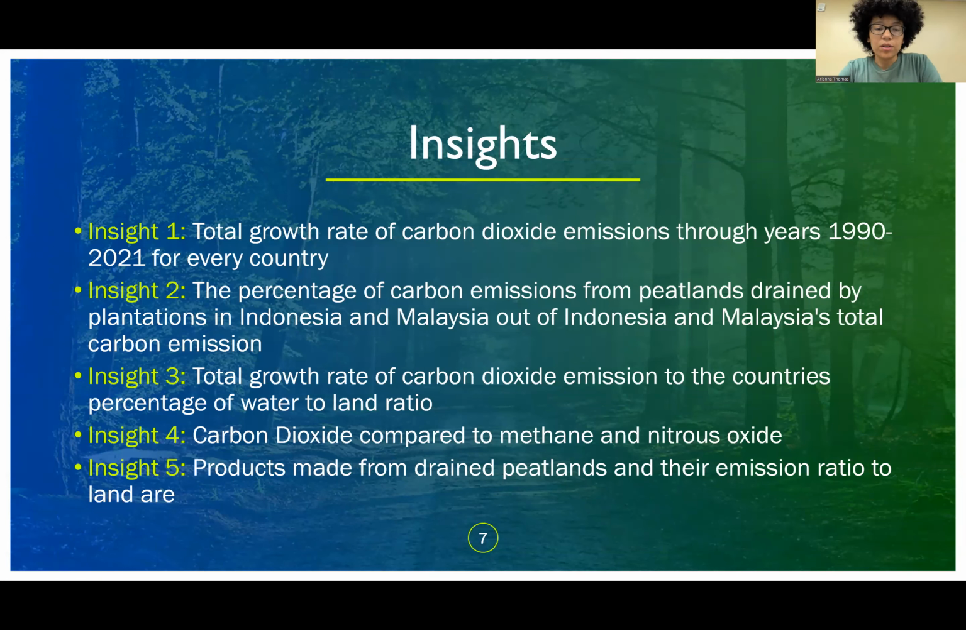For my insights, one of the big ones was Insight 1, the total growth rate of carbon dioxide emissions through the years 1990 to 2021 for every country. And I did the rate because just showing the amount is not going to get anywhere, and I want to see how they actually progress and try to do better. So did they increase it or did they decrease it? And then, of course, I wanted to see the percentage of peatlands' carbon emissions to the overall, sorry again, carbon dioxide. And so that was my other big one.